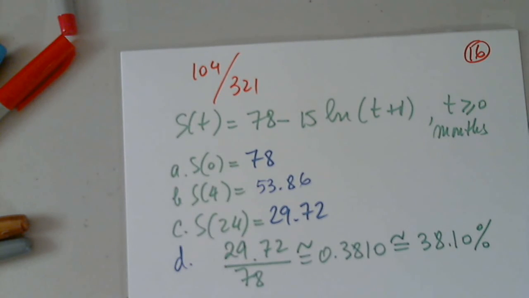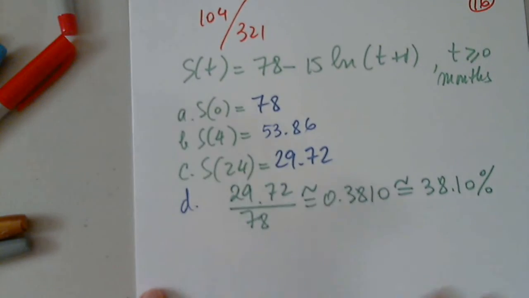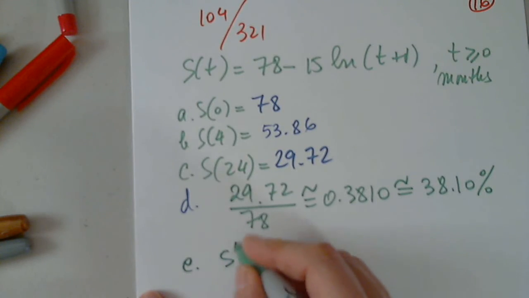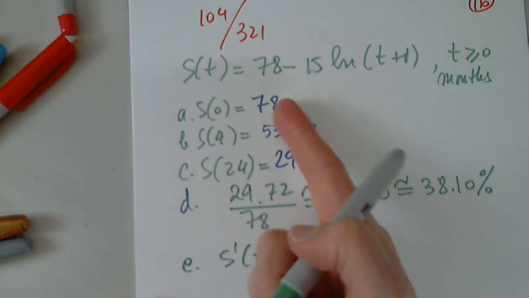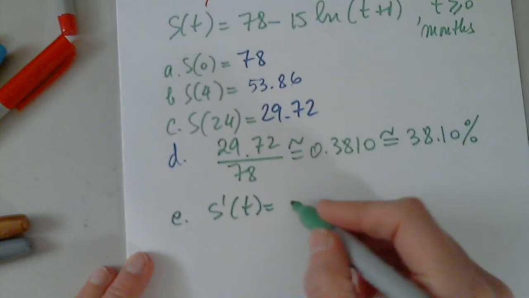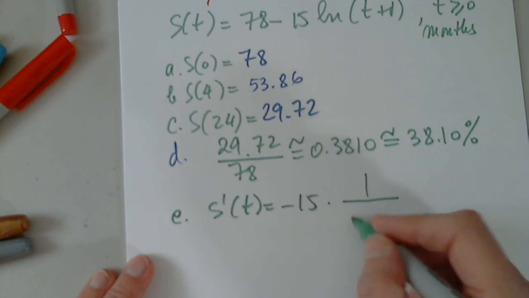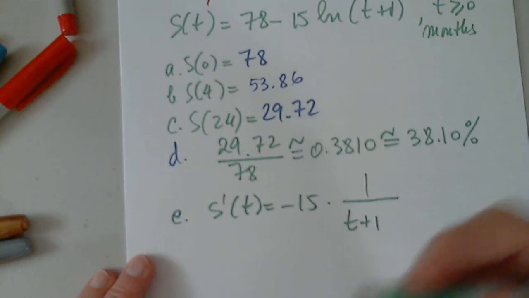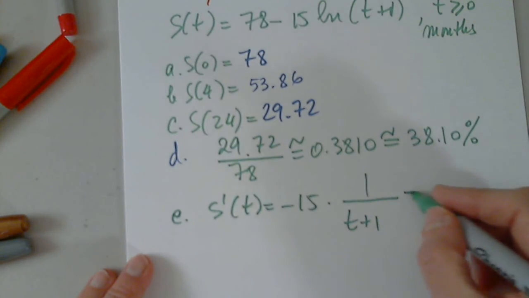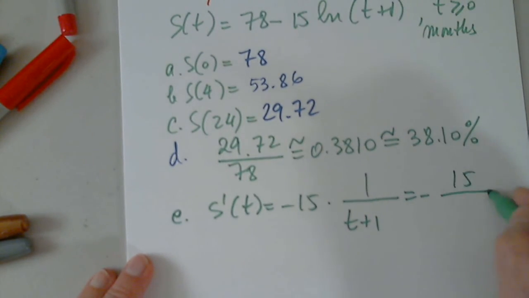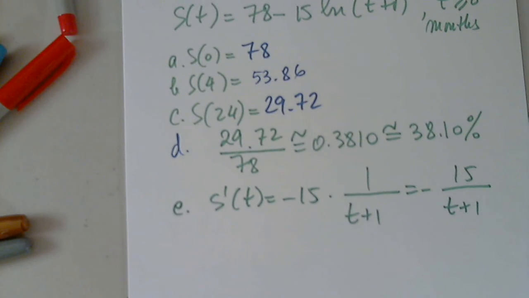Then they're asking us to find S prime of t. Fine. S prime of t: the constant's derivative is 0, minus 15 stays. Natural log, when I differentiate, is 1 over the function times the inner function prime. Well, that's 1. So this is the answer. Find the maximum and minimum values if they exist.